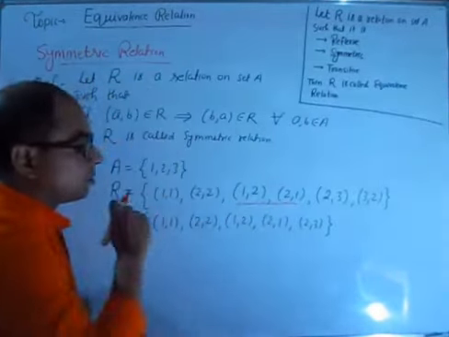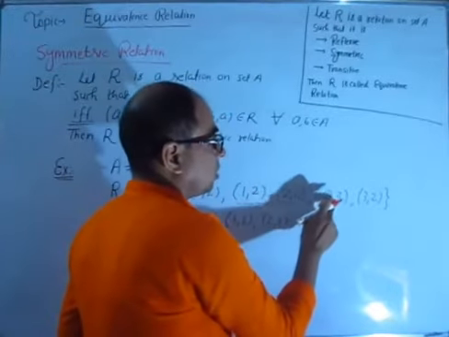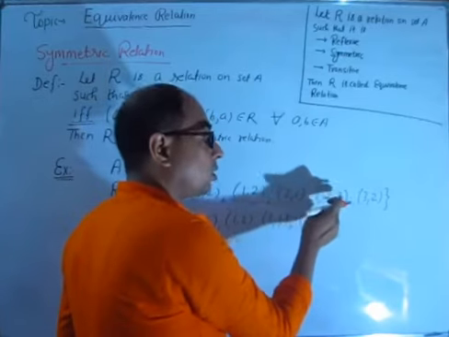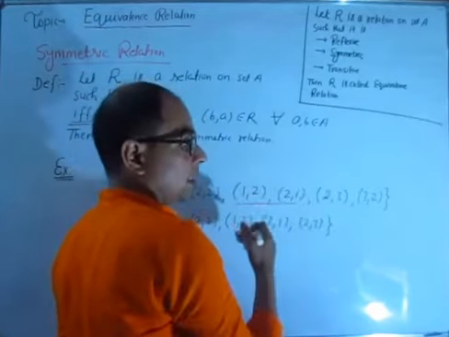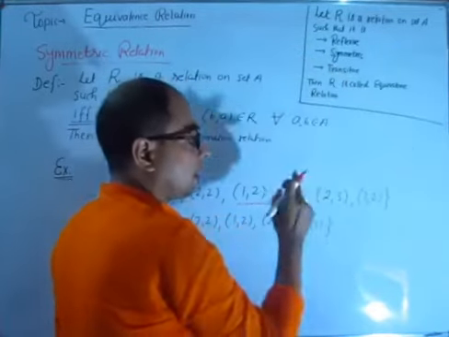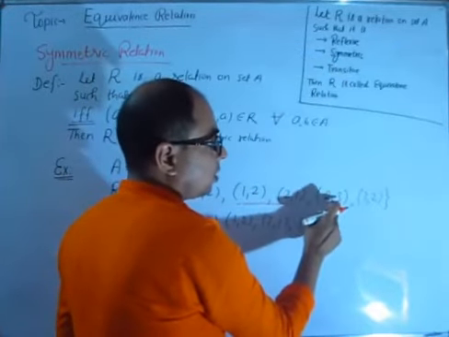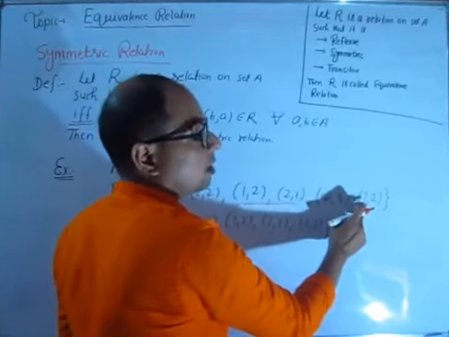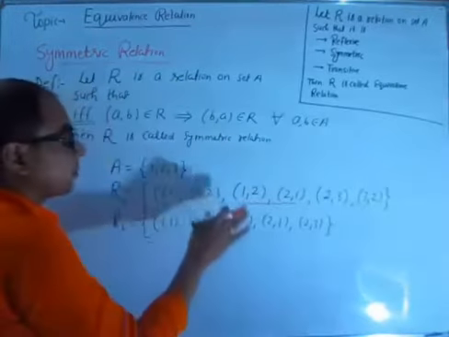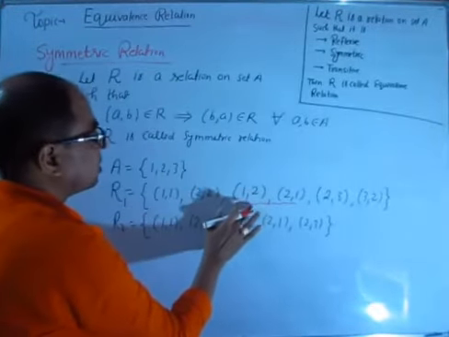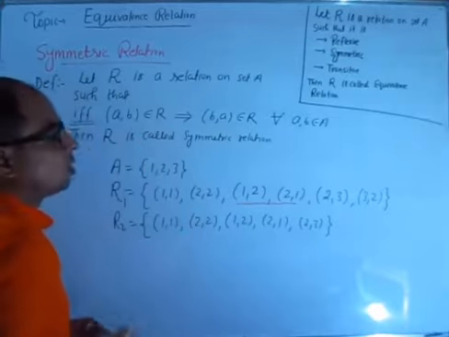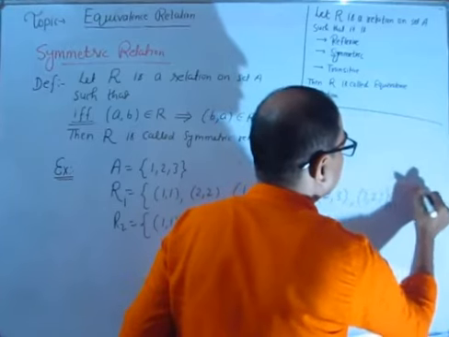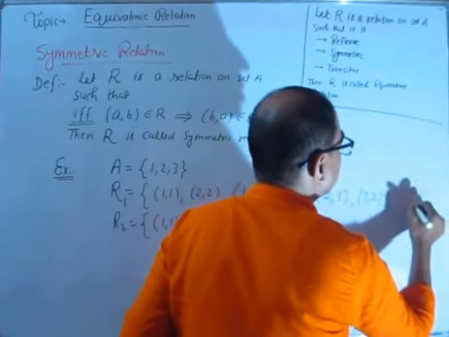Now see this one. 2 is related to 3. For symmetricity, the condition is that 3 must also be related to 2. If a is related to b, b must be related to a. So 2 is related to 3, and 3 must also be related to 2. It is given that 3 is related to 2. It means every element of this relation satisfies this condition. So this one is a symmetric relation.